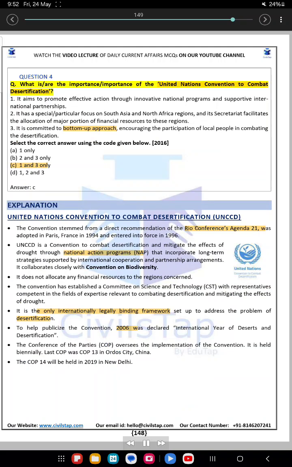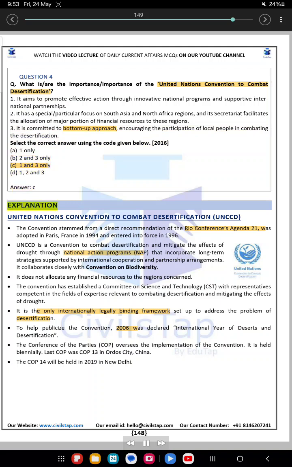Question 4. Which is the importance of the United Nations Convention to Combat Desertification? 1. It aims to promote effective action through innovative national programs in support of international partnerships. 2. It has a particular focus on South Asia and North Africa regions, and its secretariat facilitates the allocation of major portion of financial resources to these regions. 3. It is committed to bottom-up approach, encouraging the participation of local people in combating the desertification. Select the correct answer using the code given below. 2016. A. 1 only. B. 2 and 3 only. C. 1 and 3 only. D. 1, 2 and 3.